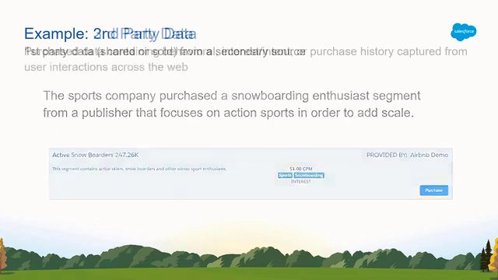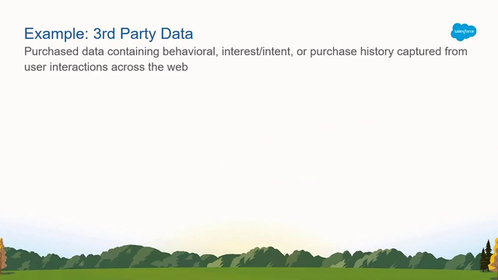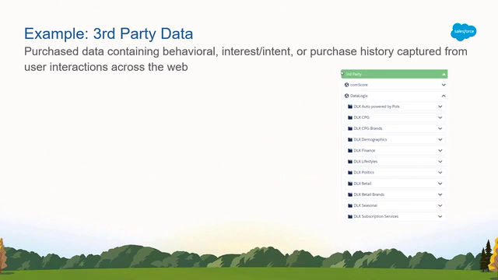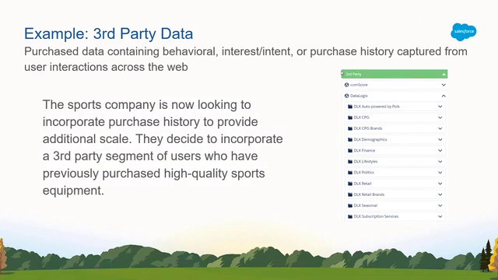As an example of third-party data, marketers can purchase data that contains behavioral, interest and intention, or past purchase history data that has been captured by monitoring user interactions across the web. In the previous scenario, the sports company could use this data to scale up their targeted segments by looking for additional consumers who have previously purchased high-quality winter sports equipment. Together, all three types of data can be used to allow marketers to gain a better understanding of the areas of need, intention, timing, and overall interest of potential customers so that they can do a better job of getting a message in front of those people at the right time.